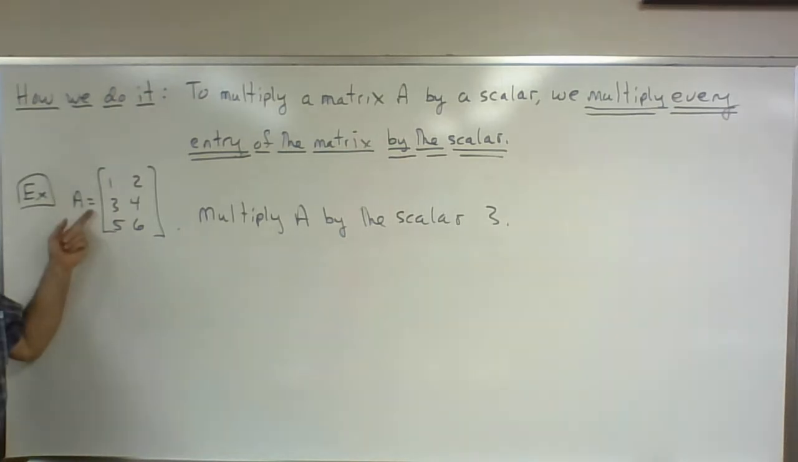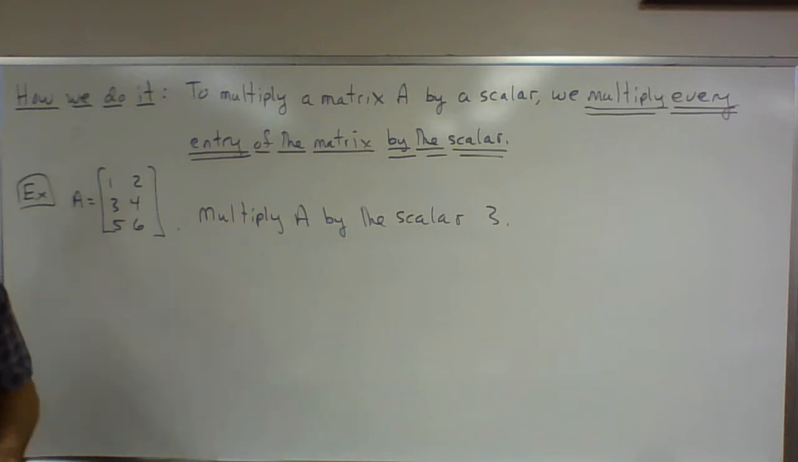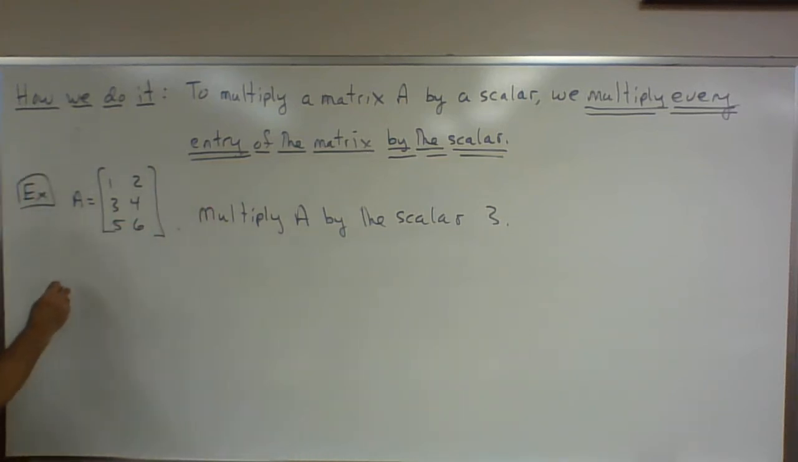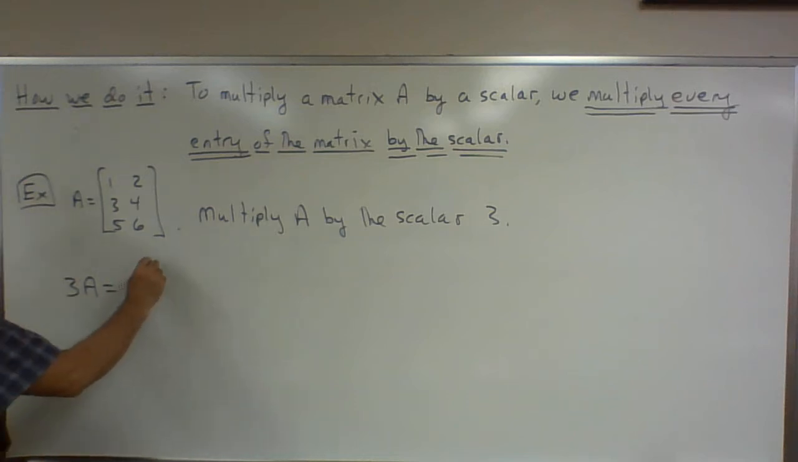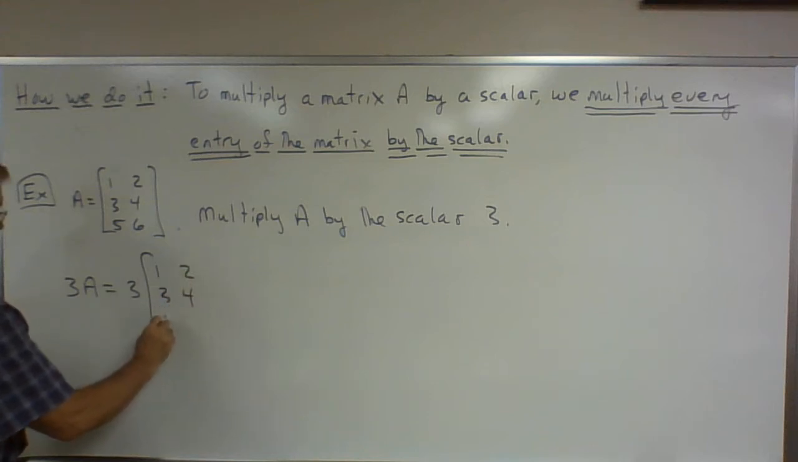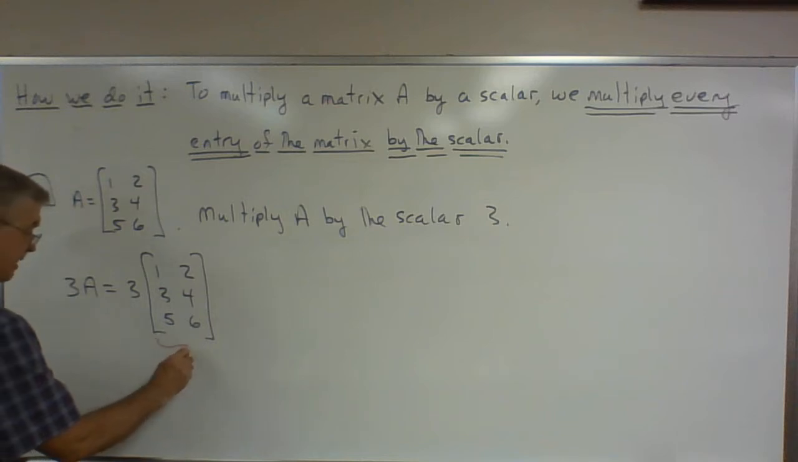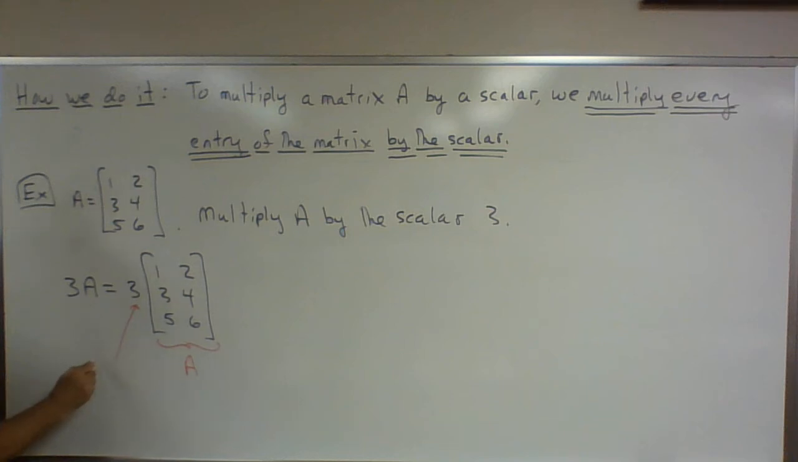Here's an example. This is the matrix A. Multiply A by the scalar 3. Here's how we do it according to what's written here. We're going to take A and multiply it by the scalar 3. Here's the matrix A. Here's our scalar. And according to what we have written up here, we're going to take each one of these entries in matrix A and multiply each of these entries by the scalar 3.